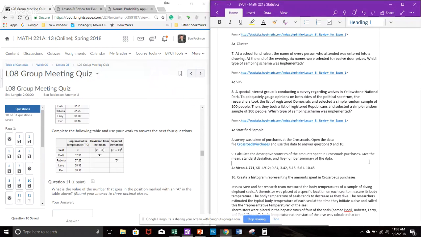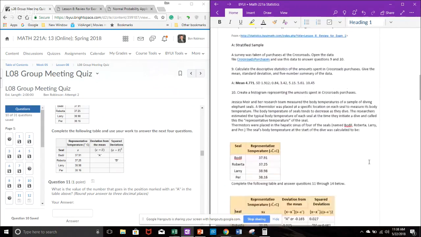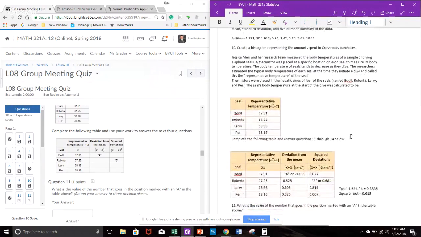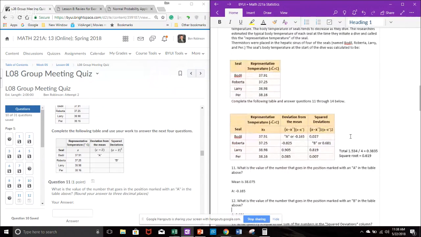So when you added up those 4 body temperatures, Bodil, Roberta, Larry, and Pierre, the mean of those is 38.075. And so you take 37.91 minus 38.075 to get negative 0.165, where A would be in the chart.